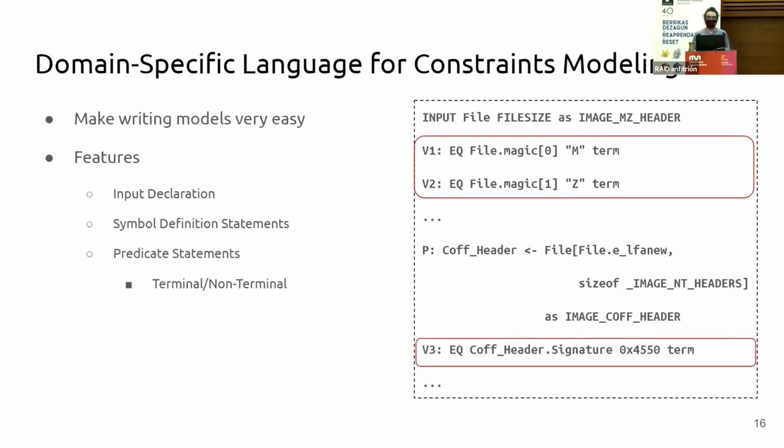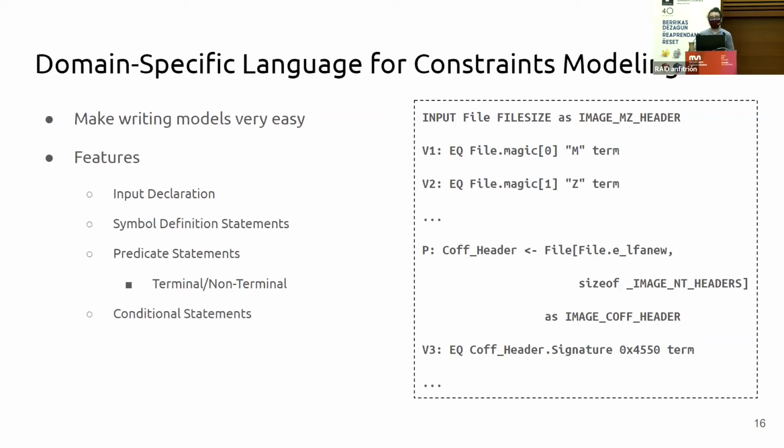Then we have predicate statements, which are Boolean formulas, and these can be either terminal or non-terminal. Terminal ones are those that need to evaluate to true for the original file to be valid. In the model, we only see terminal statements, actually, and you can determine that a statement is terminal because of the term keyword at the end. In our language, we also have non-terminal statements, and these are useful because they can be used as preconditions for conditional statements. Conditional statements are only executed if their precondition is true.